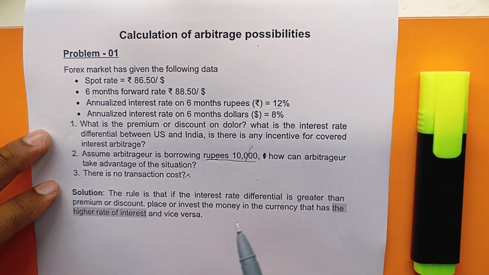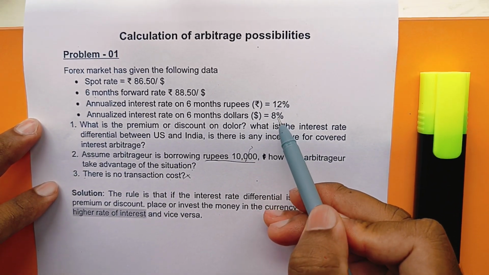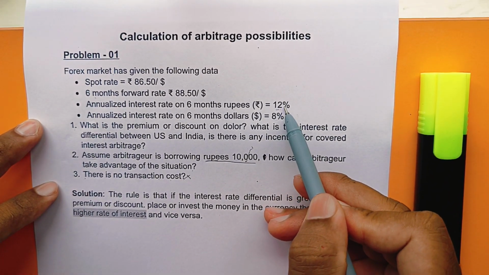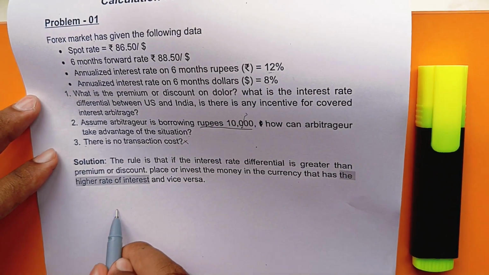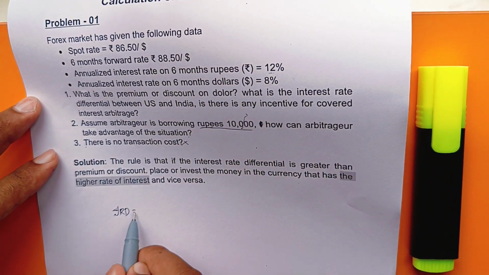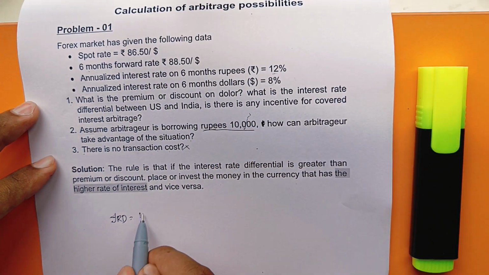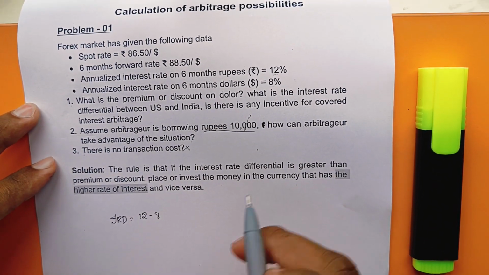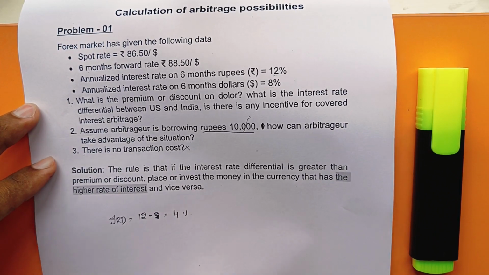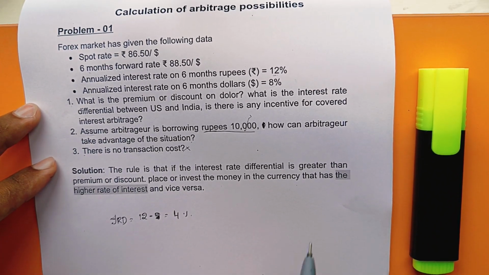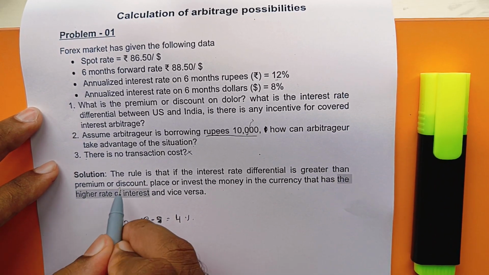Interest rate differential is this one, 12 and 8. This is 12, this is 8. The interest rate differential equals 12 minus 8. Differential is nothing but difference. 12 minus 8 equals how much? You will get 4%. One is done. One more is premium or discount.